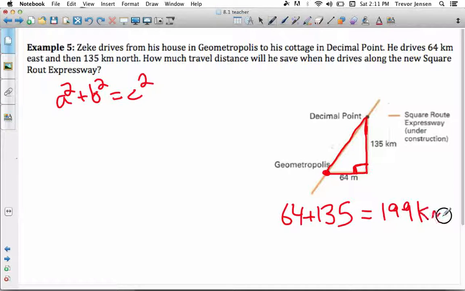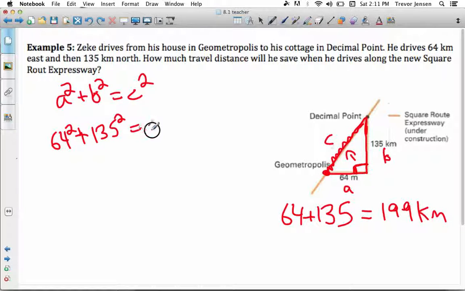How much shorter is it going to be when he takes the new square root expressway, which is right here? Well, let's figure out the length of that side and see how much less that is than 199. That'll tell us how much distance he is saving. So let's figure out the length of that side. Well, I've got my right triangle. The new square root expressway is across from the right angle, so that's my C, my hypotenuse, and my legs are sides A and B. Let's plug in what we know into Pythagorean Theorem. I know 64 squared plus 135 squared equals c squared.